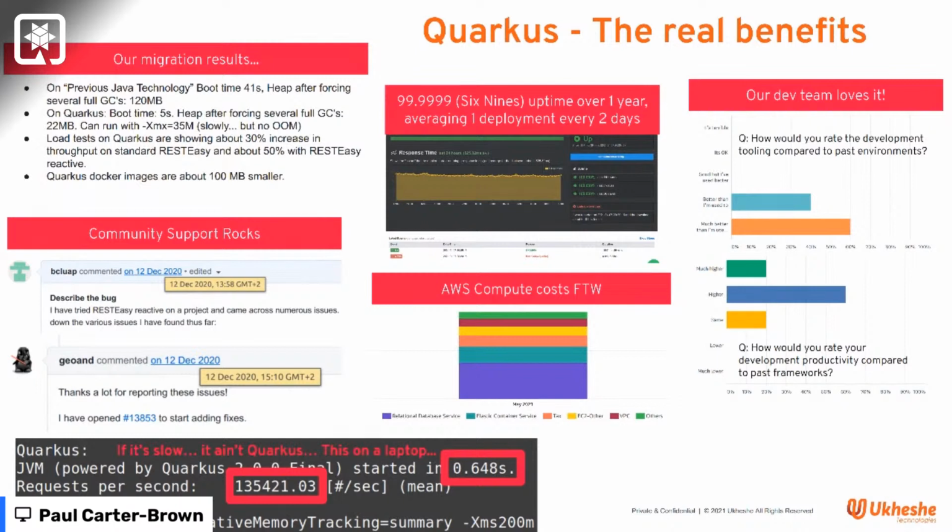In terms of performance, when we moved over to Quarkus, we saw about a 30% increase in throughput on the same hardware. Now with RESTEasy Reactive, probably about 50% more. So 50% from the baseline being Java EE. Yeah, and with fewer resources.